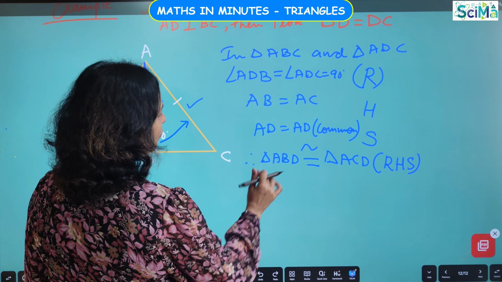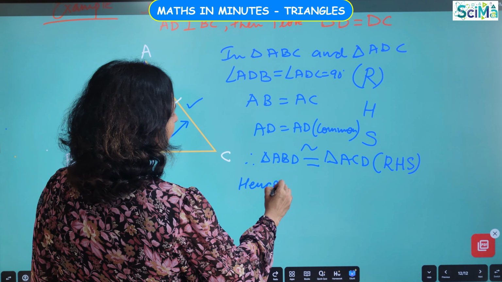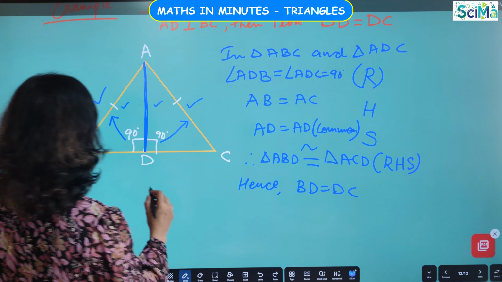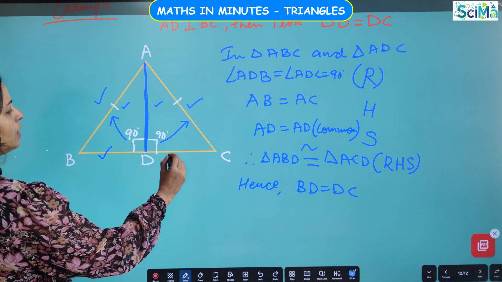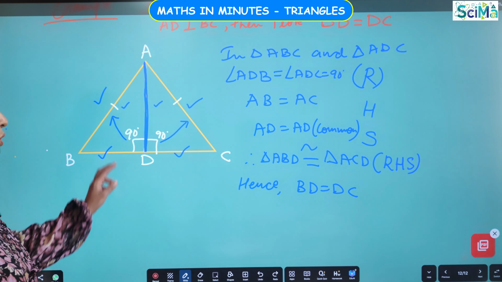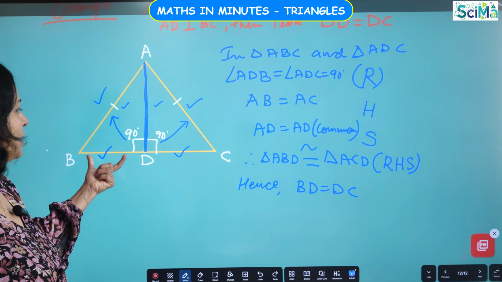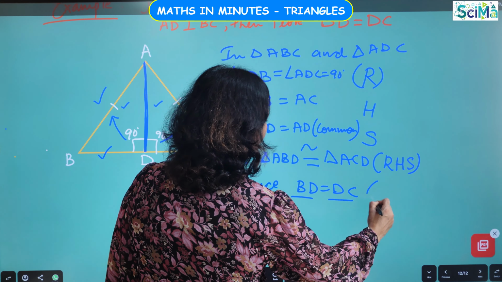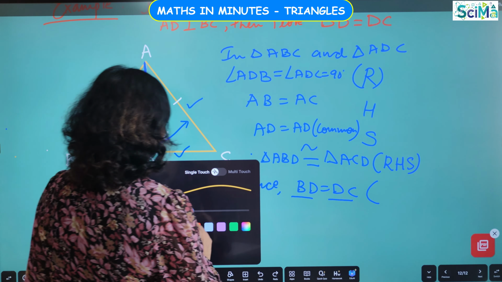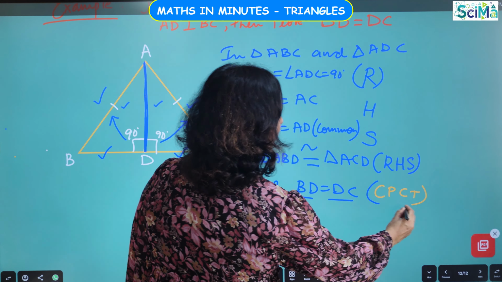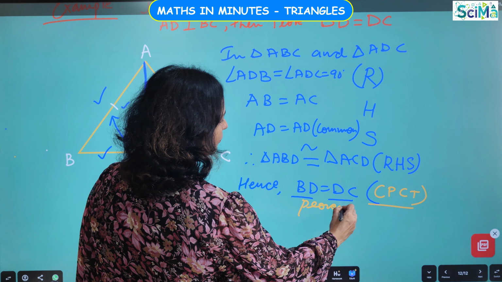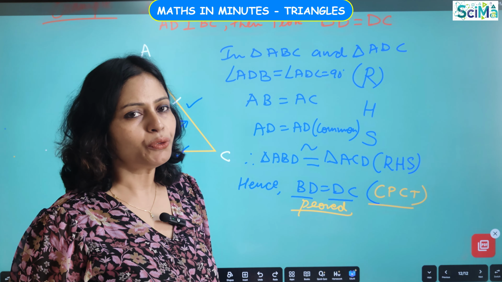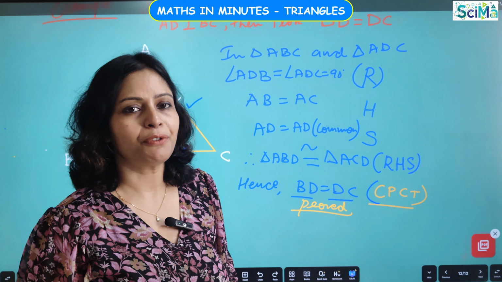After the congruency is proved, we can say hence BD is equal to DC, because BD belongs to triangle ABD and DC belongs to triangle ADC. So the congruency of these two triangles is proved. So these are the corresponding parts of the congruent triangles. So we can say BD is equal to DC by CPCT. So this is proved. Always remember CPCT is applicable only once you prove the congruency after applying one of the 5 congruency rules.